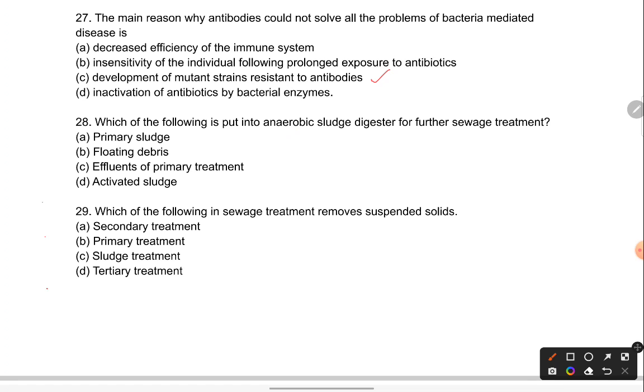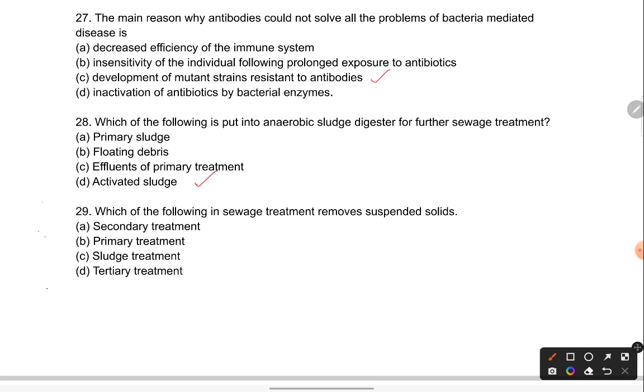Okay, and this aerobic bacteria is the waste after secondary treatment, and that waste we are calling what? Activated sludge. So the correct option is what? Activated sludge. Okay. Now question number 29.